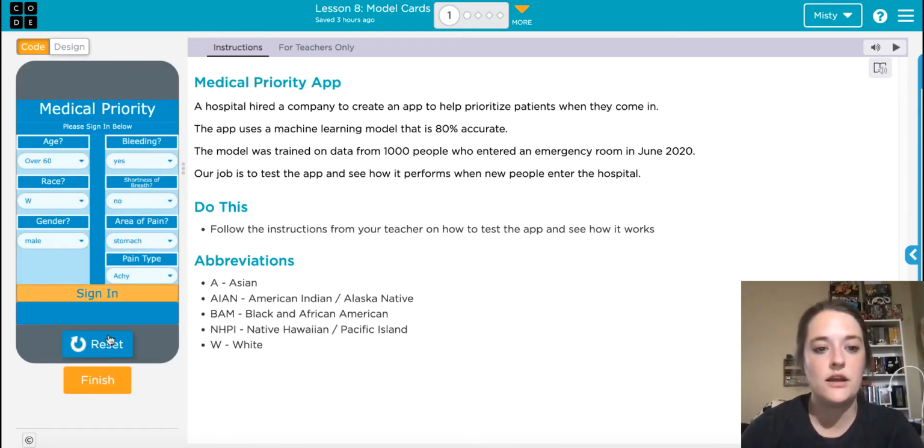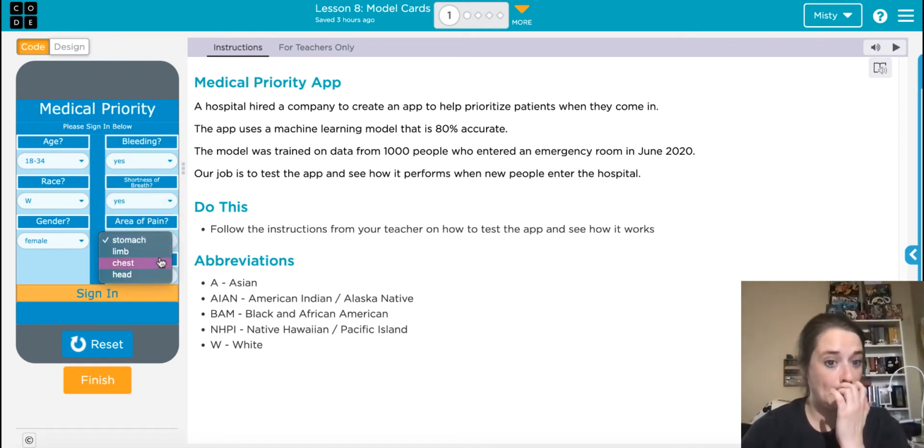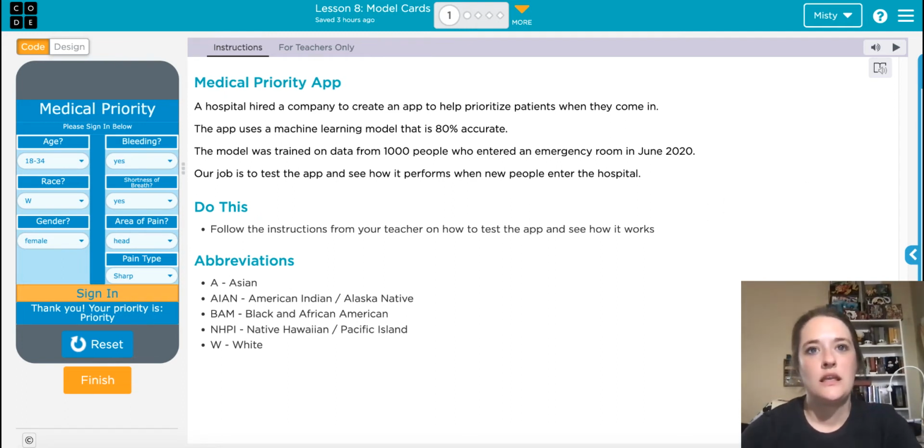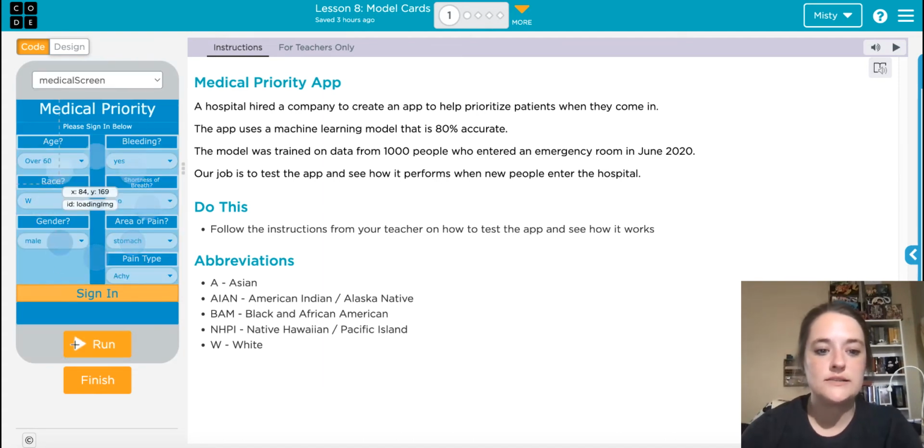So let's go ahead and hit run. Put your age, your race. Okay, are you bleeding? Yes. Shortness of breath. Yes. Areas of pain. Let's say limb. Well, let's say head. Pain type. Sharp. Sign in. Thank you. Your priority is priority. What? Okay. This is how the app works.